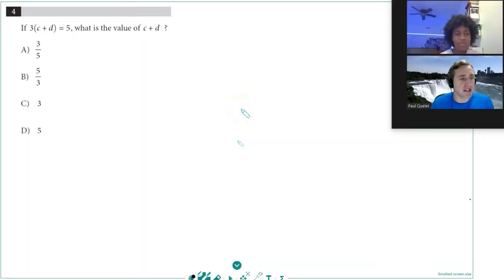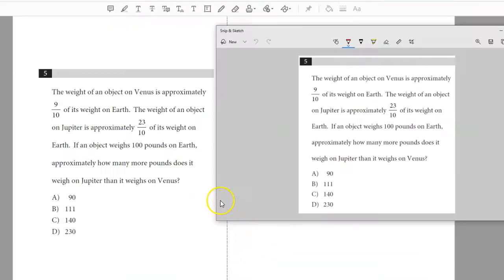3 times c plus d equals 5. What's the value of c plus d? Okay, the first thing I did, I don't know why I thought this was going to require more work, but you would just divide both sides by 3 so you can isolate c plus d. I agree. Because c plus d equals 5 over 3. 5 over 3. I agree. And what answer should that be? B. Yeah, I agree. I did.